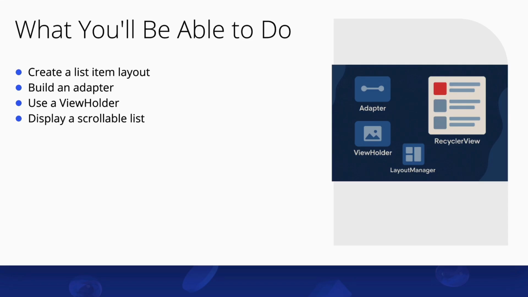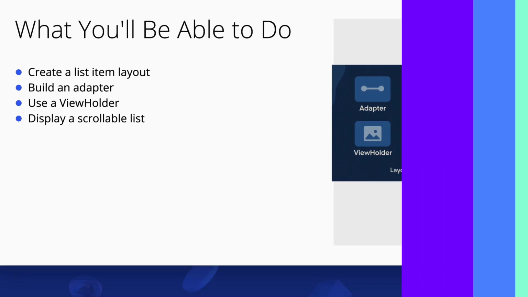First, creating a list item layout, the XML that defines how each item will look. Second, building an adapter to bridge your data and RecyclerView. Third, using a ViewHolder to cache view references for efficiency. And fourth, putting it all together to display a scrollable list. These four skills are the foundation for any list-based interface.